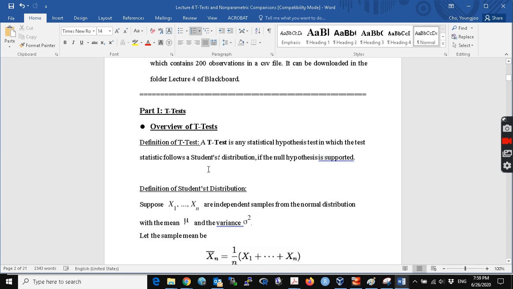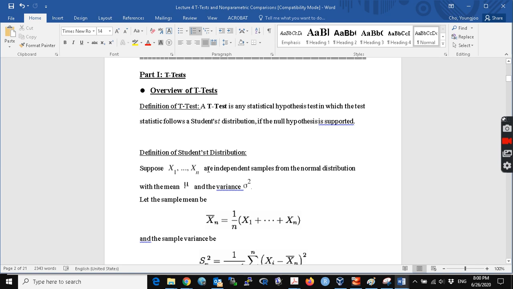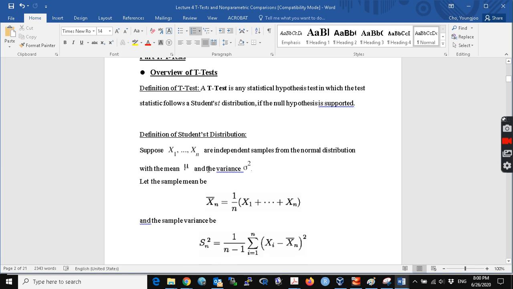So let's look at the t-test. Some of you may already know about the t-test, but I will talk about it today. First, a t-test is any statistical hypothesis test in which the test statistic follows the student's t distribution if the null hypothesis is true. The student's t distribution is one of the important distributions in statistics. The t distribution is derived by this.